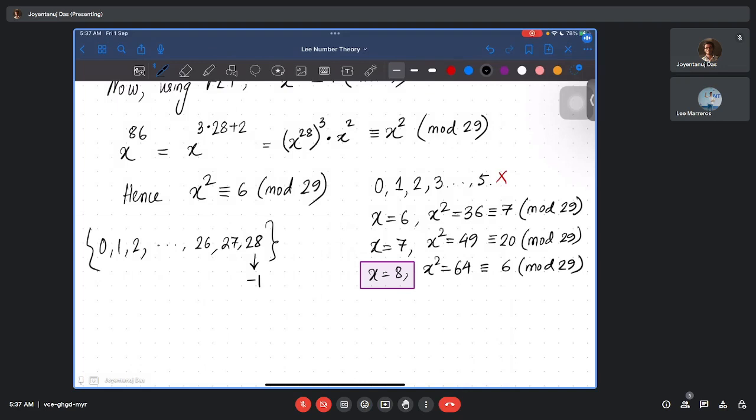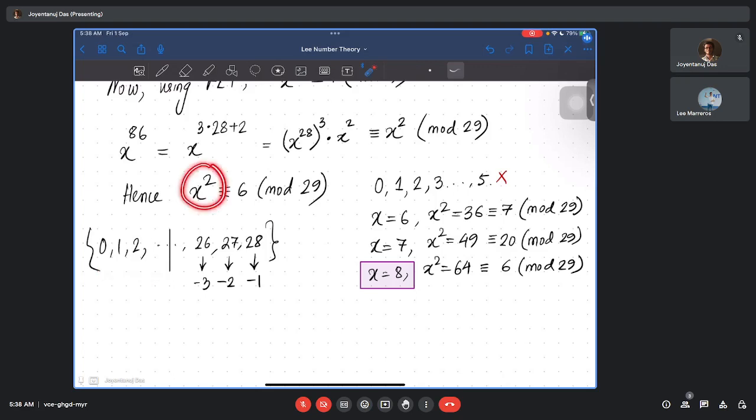Twenty-eight I can write as minus 1, right? Similarly, 27 I can write as minus 2 in modulo 29, right? Negative 2. So similarly, I can go on. So this is minus 3. So I can go up to the middle one, which I think is 15. So if I check up to 15, then it is done.